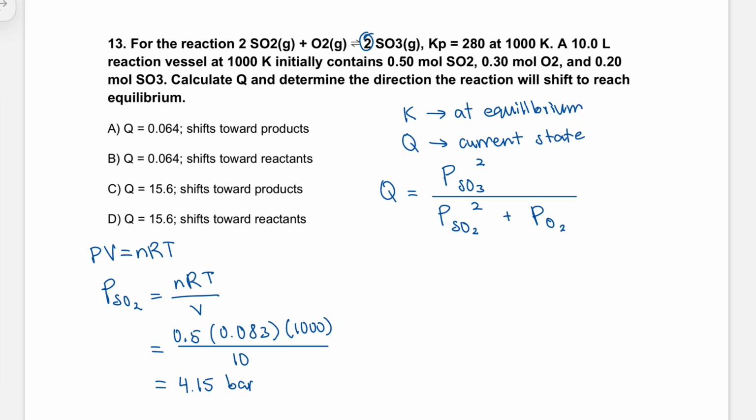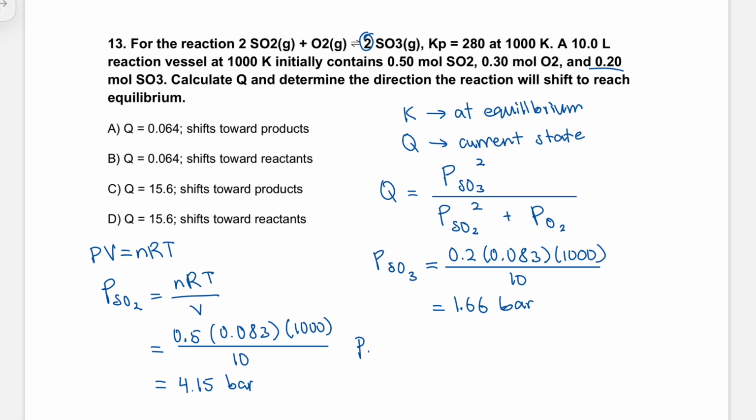And then we repeat the same thing for the other two gases. So for SO3, we have 0.2 moles, and then the same thing for the rest of the variables. And this will give 1.66 bars. And then lastly for O2, it is 0.3 moles.